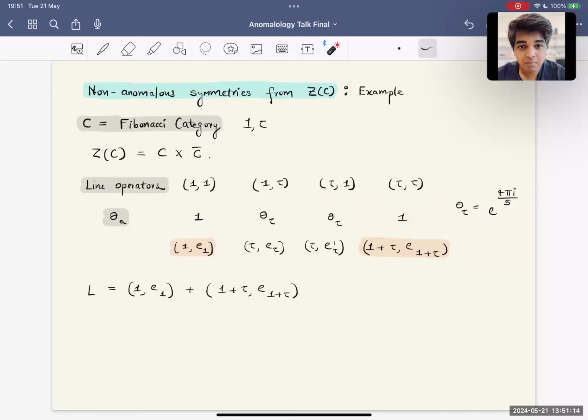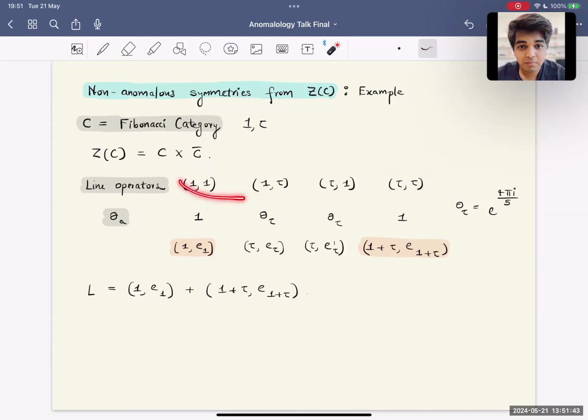We have two bosons here, and any Lagrangian algebra of the SymTFT Z of C must be made up of these bosons. So a Lagrangian algebra can be written in terms of these bosons. But before doing that, let me actually change the notation. As I said, the forgetful functor is easiest to describe when you write lines as objects, half braidings. And this is not that notation.